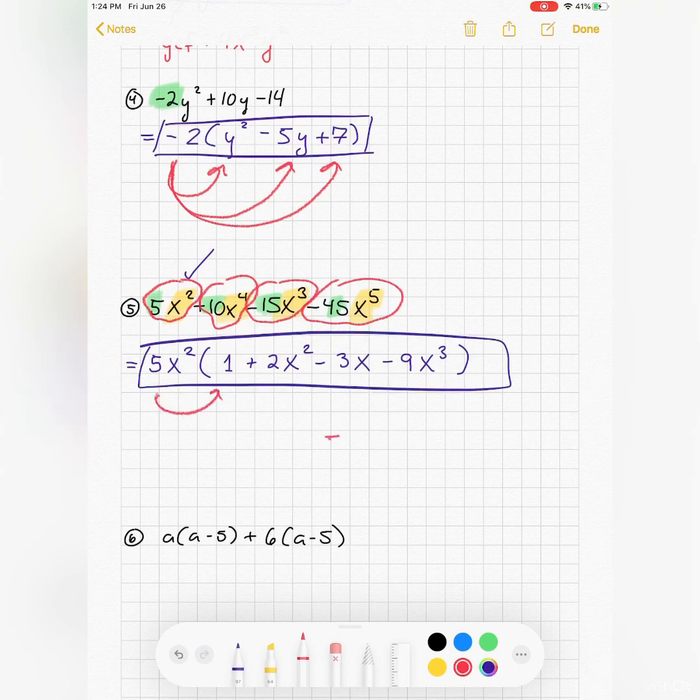Then I try checking what'll happen if I distribute. Let's see. 5x squared plus 10x to the 4th minus 15x cubed minus 45x to the 5th. And then making sure that's what we started with, it is. So that checks.